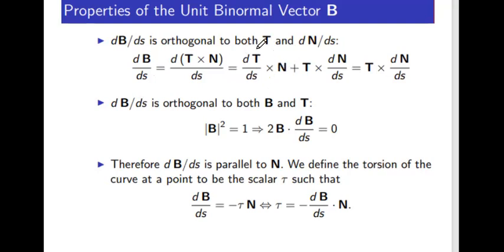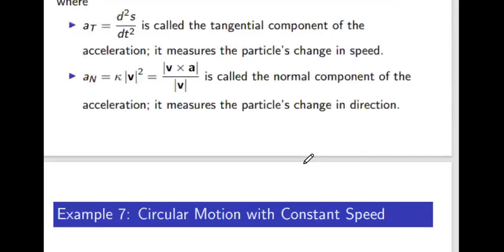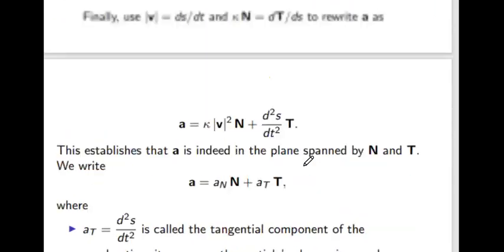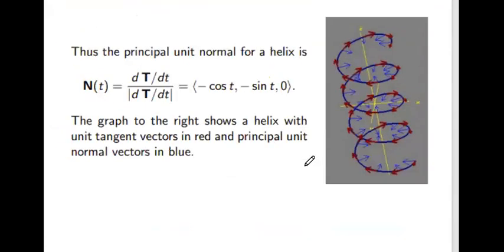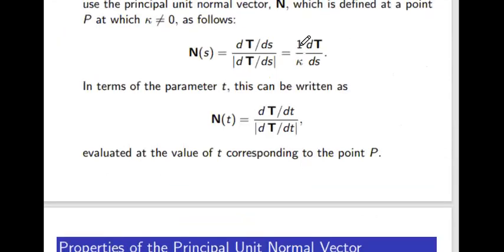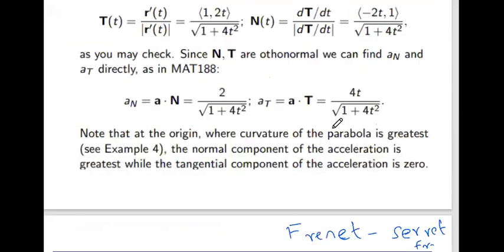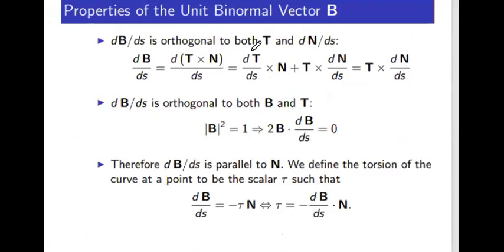So we know that N and dT by ds are parallel. Why? According to the definition, N is parallel to dT by ds. Then this term is 0, and we get over this term.